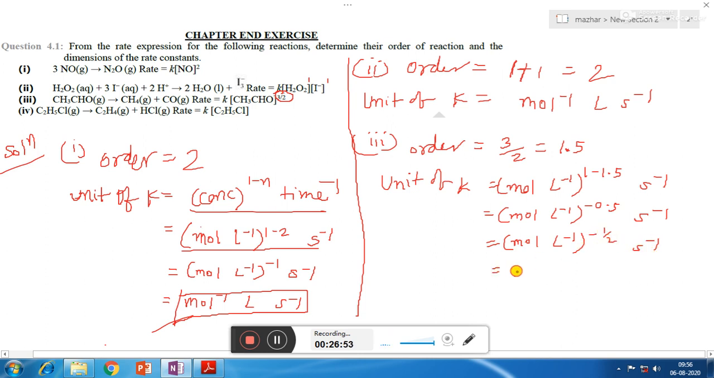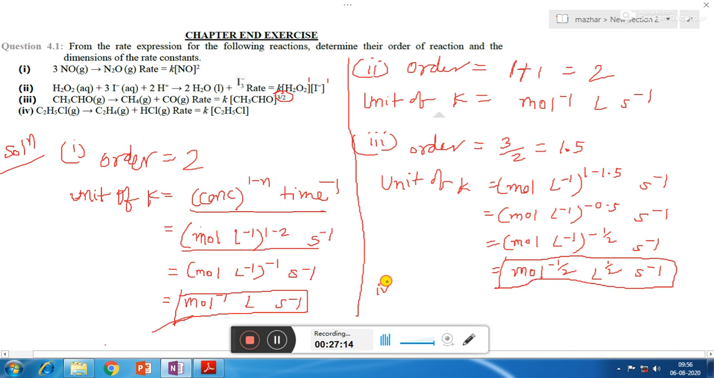When we open the bracket, it becomes mole raised to minus half. Now liter raised to minus 1 into minus half, so minus minus cancels, and 1 into half will be half, second inverse. The unit of K will be mole raised to minus half, liter raised to plus half, and then second inverse.